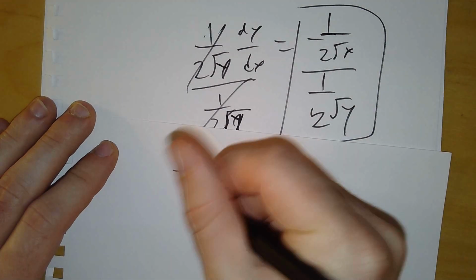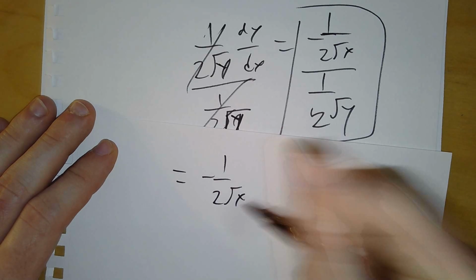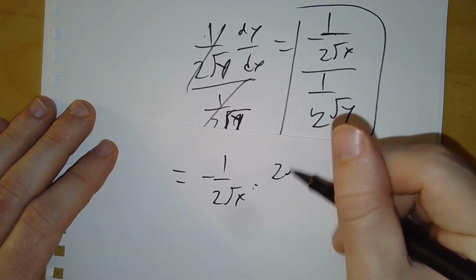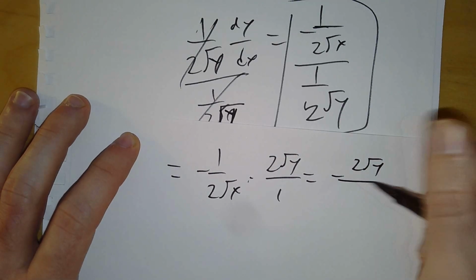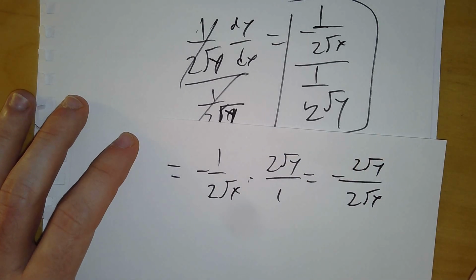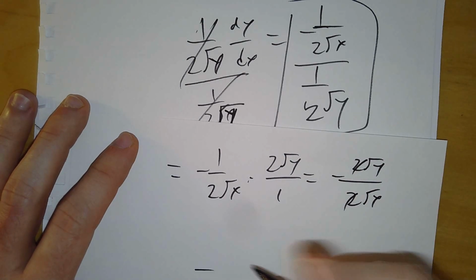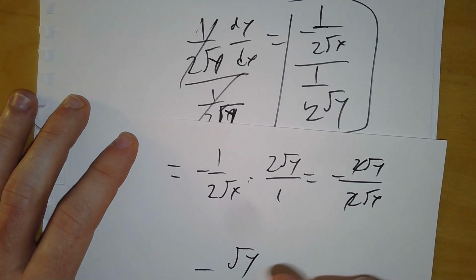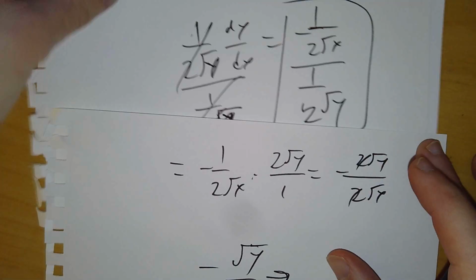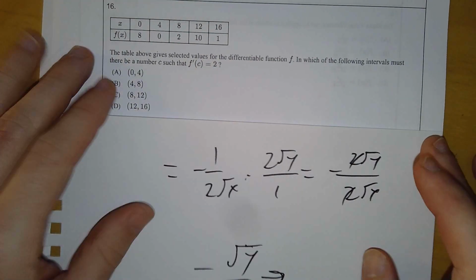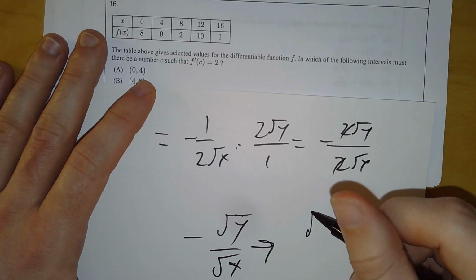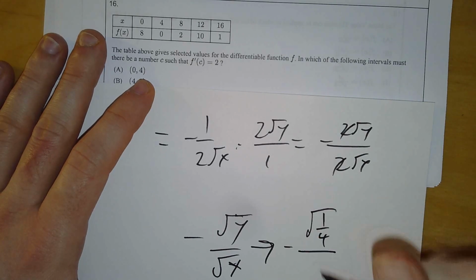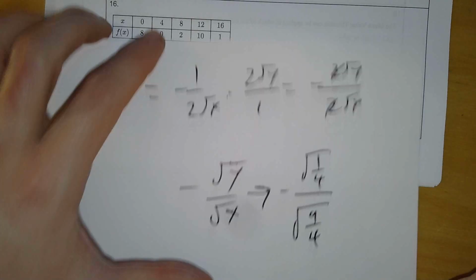So this is just equal to negative 1 over 2 root x times 2 root y over 1. So we just have negative 2 root y over 2 root x because you just multiply across, right? And so then the 2's will cancel. So then I just have negative root y over root x. Okay. And so now I plug in my x and y. My x was 9/4 and my y was 1/4. So it's going to be root 1/4 over root 9/4, like that.